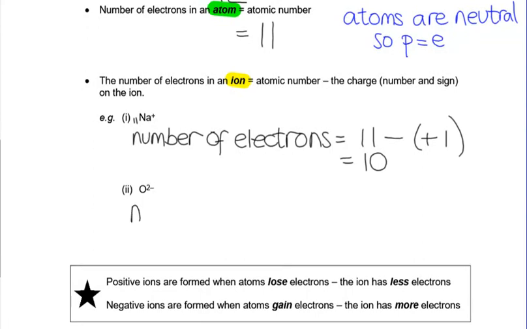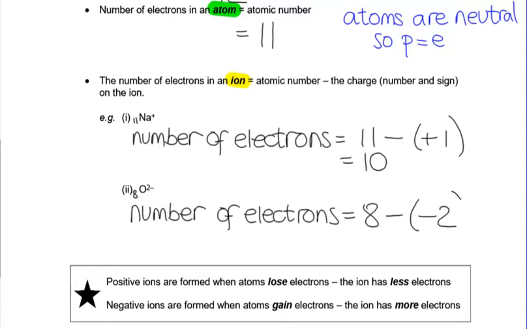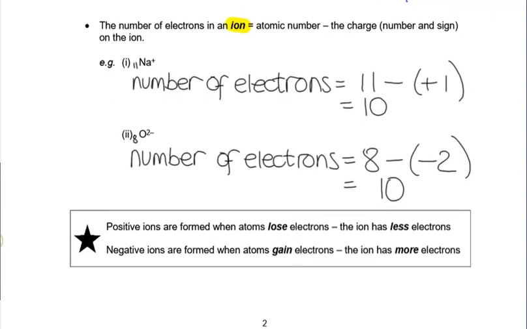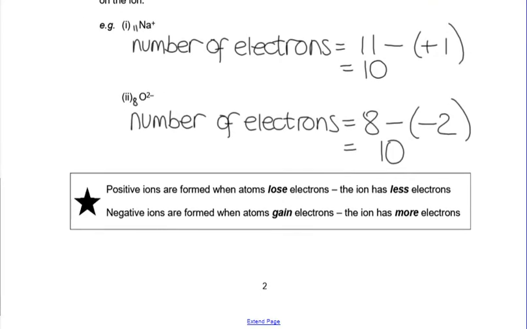If we do this for oxygen, the oxide ion, the number of electrons, remembering that you go to the periodic table to find the atomic number, there are 8 protons in oxygen, so 8 minus the charge, which is -2, and that is also 10. There are 10 electrons in both of these. These would be called isoelectronic, they have the same number of electrons, the sodium ion and the oxide ion. Positive ions are formed when we lose electrons, and negative ions are formed when we gain, so the ion has more.